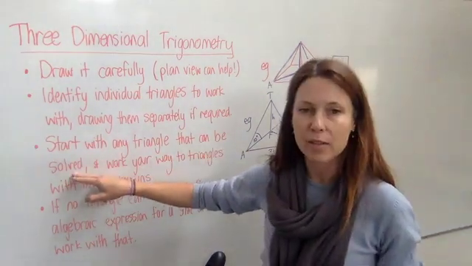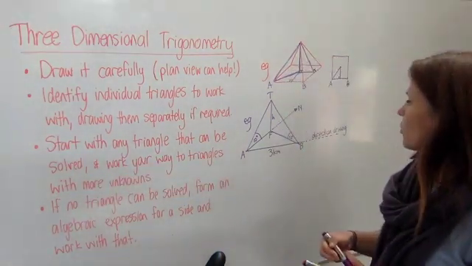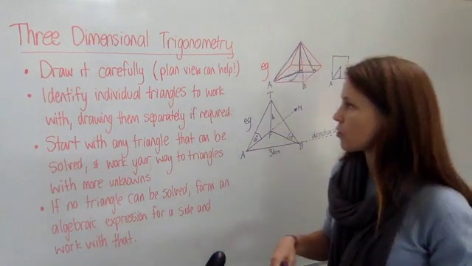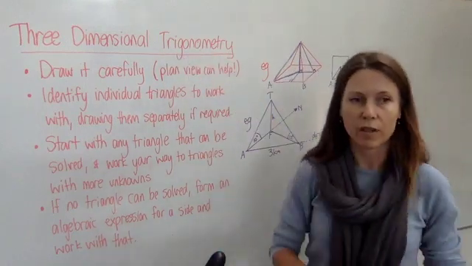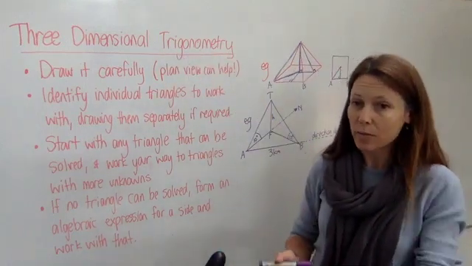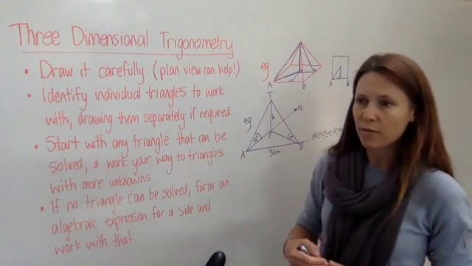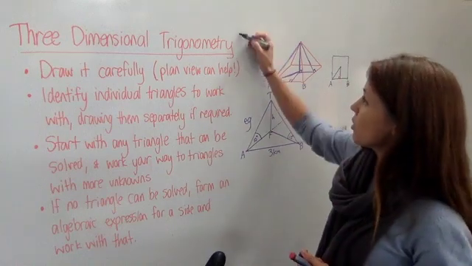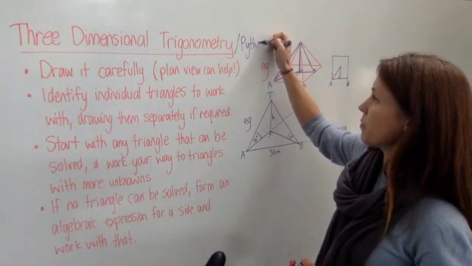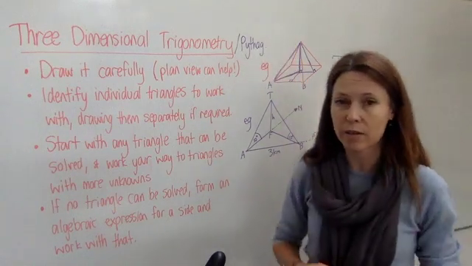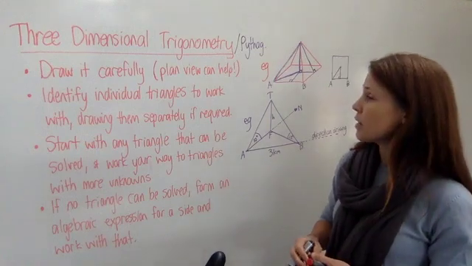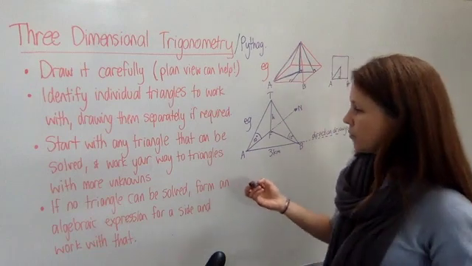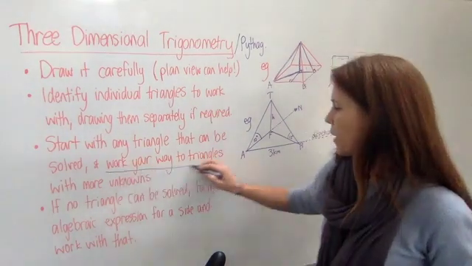Now, start with any triangle that can be solved. What do we mean by this? Well, if you look at a triangle and you know 2 things about it, you can find the third one. So if you're using your trig, you can find an angle if you've got 2 sides and there's a right angle. You can also find a side if you've got an angle and one other side. Don't forget also, you can use your Pythagoras' theorem in any of these questions, wherever it's smart to do so, and it often is, so that if you've got 2 sides, you can find the third side using that. And work your way to other triangles.